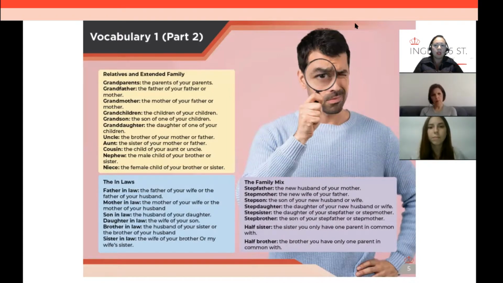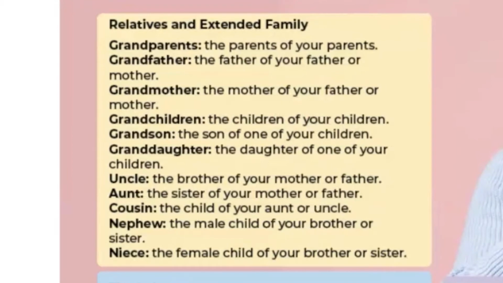So, Tanya, can you please read the first yellow square about the relatives? Yes, relatives and extended family. Grandparents, the parents of your parents. Grandfather, the father of your father or mother. Grandmother, the mother of your father or mother. Grandchildren, the children of your children. Grandson, the son of one of your children. Granddaughter, the daughter of one of your children.